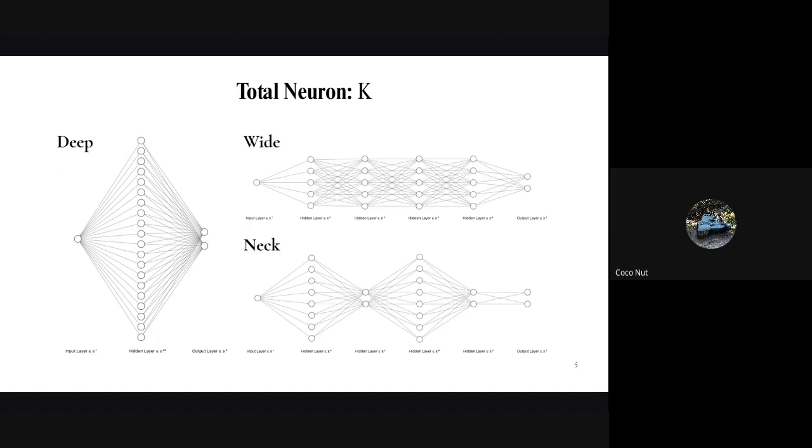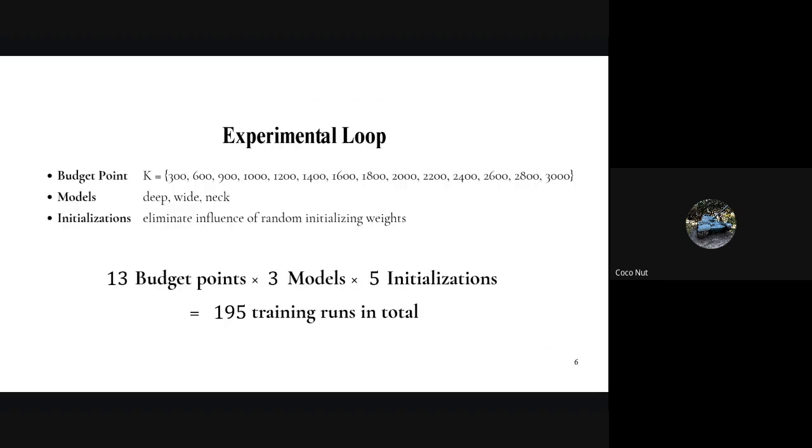We tested how a network's shape impacts performance under a strict neuron budget K. 3 families were defined: the first one is wide with 1 hidden layer, then deep with 4 equal layers, and bottleneck with 4 layers with a 40-10, 40-10 distribution. And we tested 40 budget points from K equals 300 to 3000 with 5 independent runs each to ensure stability.